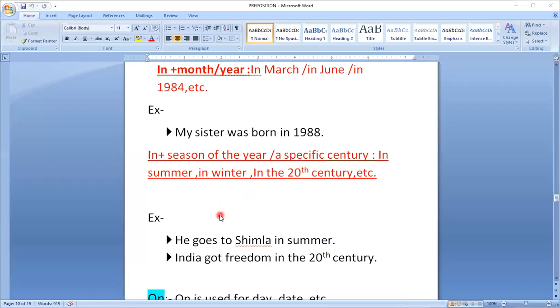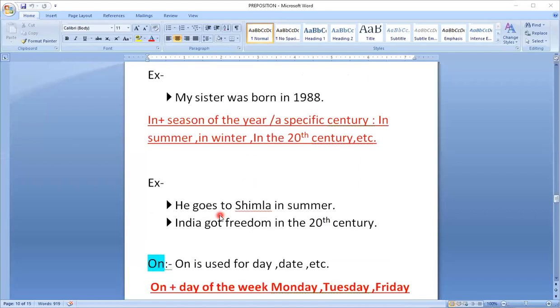So let's understand from the example. He goes to Shimla in summer. What are we talking about? We are talking about summer, right? So we use the in preposition before summer. India got freedom in the 20th century. Here we use the in preposition before a specific century. We are talking about the 20th century, so we use the in preposition. Now I hope you have understood the in preposition.